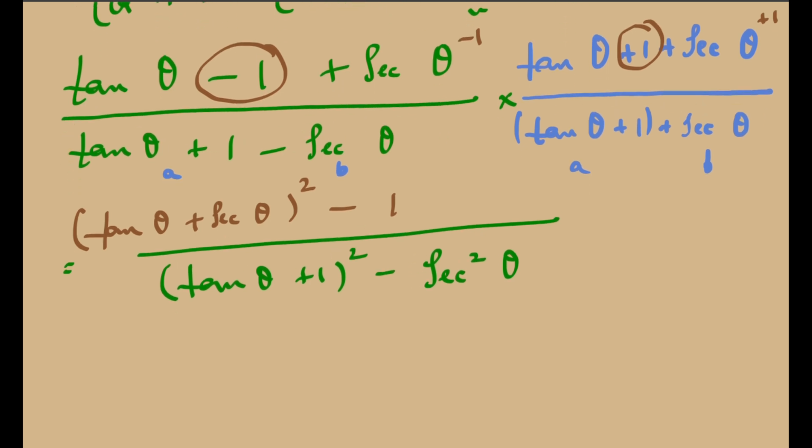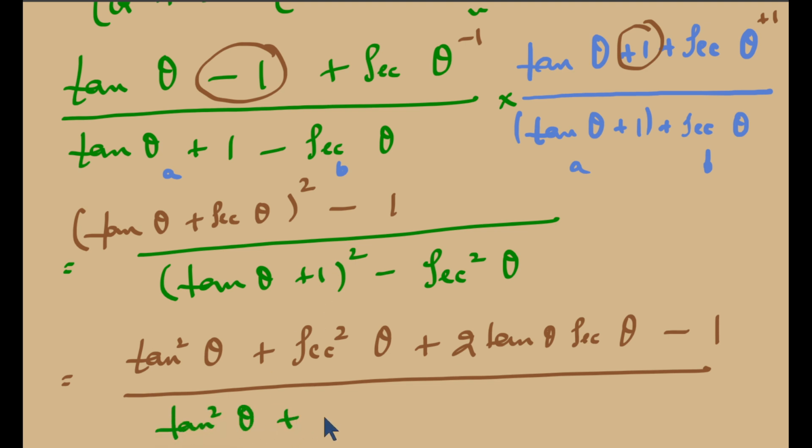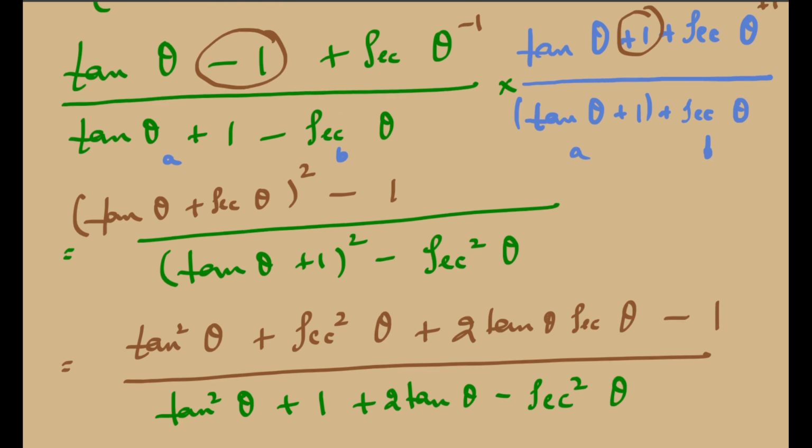So this is what our numerator now indicates. And let me simplify this further. So now this is in the form A plus B the whole squared, right? So expanding it, I have tan squared theta plus secant squared theta plus 2 tan theta secant theta minus 1, and the whole thing divided by, what about the denominator? It's tan theta plus 1 the whole squared. So tan squared theta plus 1 squared, or I just write it as 1 plus 2 tan theta minus secant squared theta.